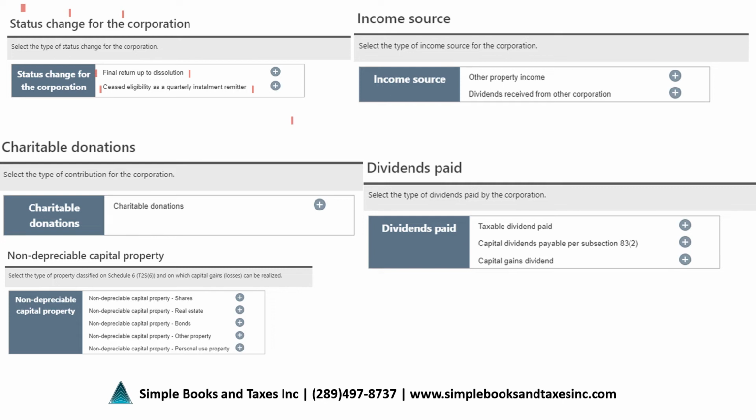We pressed on next. Charitable donations. Charitable donations of the company. We pressed on next. Non-depreciable capital property for shares, real estate, bonds, other property, personal use property. We pressed on next. Income source. Other property income. Dividends received from other corporation, we pressed on next. Dividends paid, taxable dividends paid, capital dividends payable per subsection 83.2. Capital gains dividends, we pressed on next.